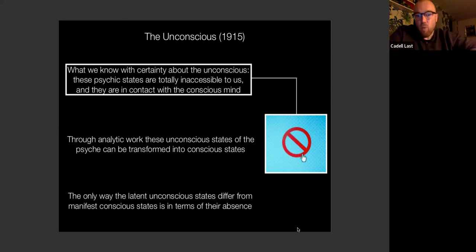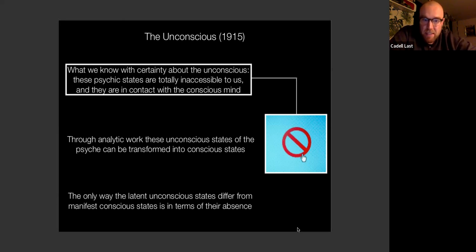However, through analytic work, these unconscious states of the psyche can be transformed into conscious states ideationally, with a meaningful transformation once they've been brought to consciousness. There is meaningful work that's performed when the unconscious representative becomes consciously representative.